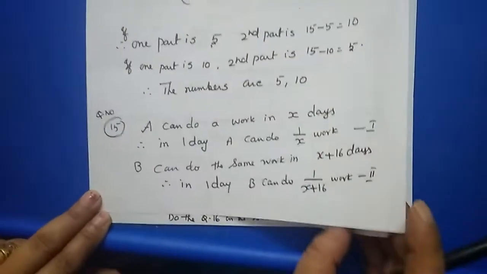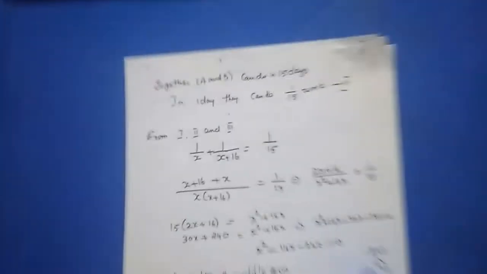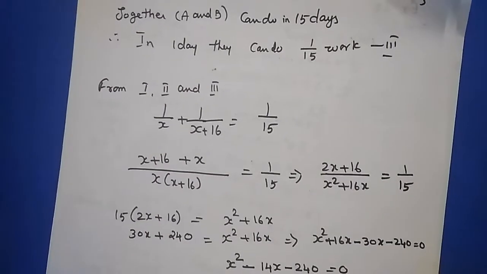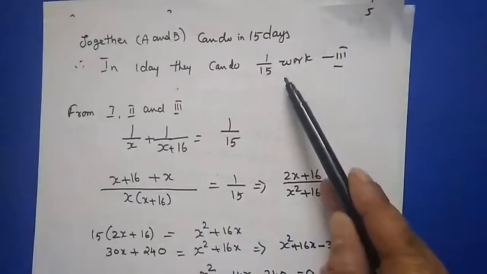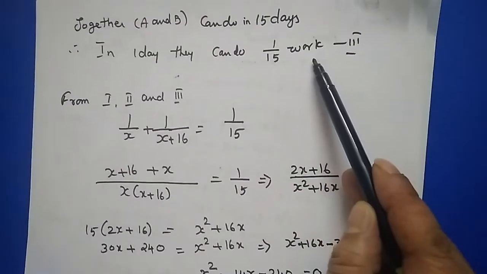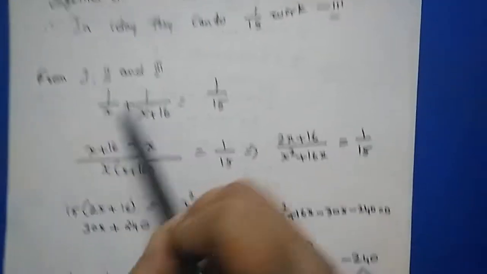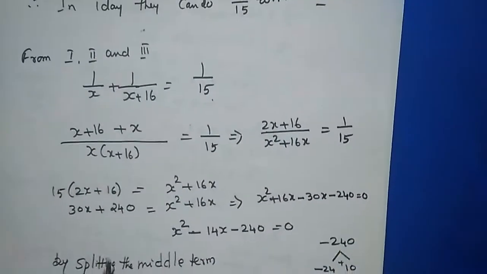Even in the tap question, how much it is filling in 1 hour, you have to do it in a similar way. Now the next step: what is given is that together A and B finish the work in 15 days. Therefore both of them together in one day can do 1 by 15 of the work. So 1 by x plus 1 by x plus 16 is equal to 1 by 15.